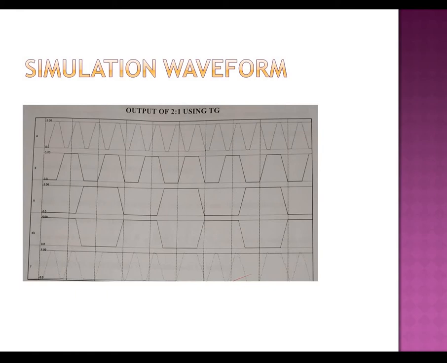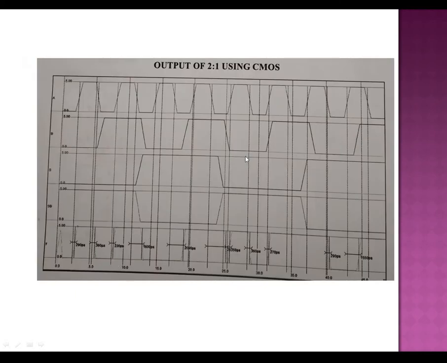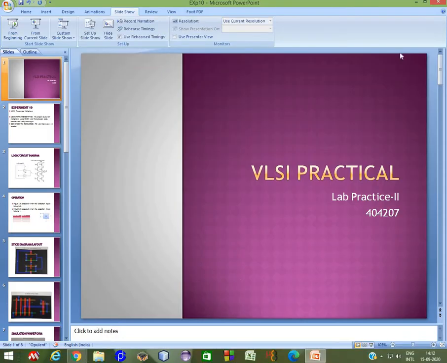And this is the output waveform using the transmission gates. You can see when S is 0, the output is following A, and when S is 1, the output is following B. Similarly, here you can see for CMOS, when S is 1, the output is following B, and when S is 0, the output is following A. Okay, now I will show you how to prepare the layout and how to do it.